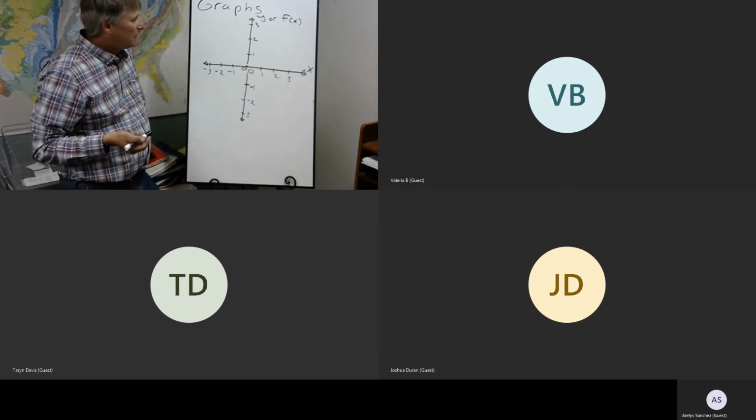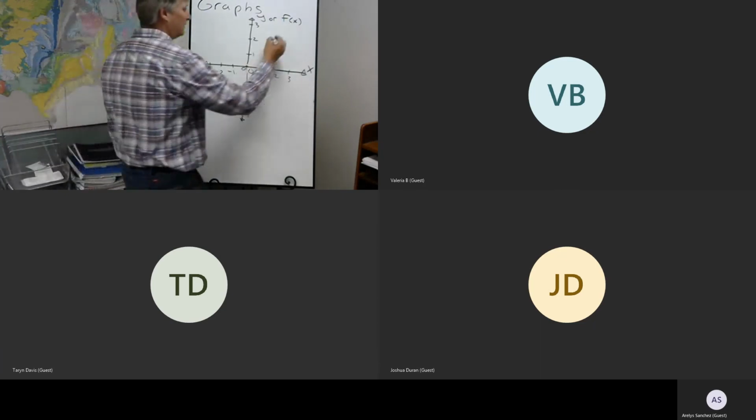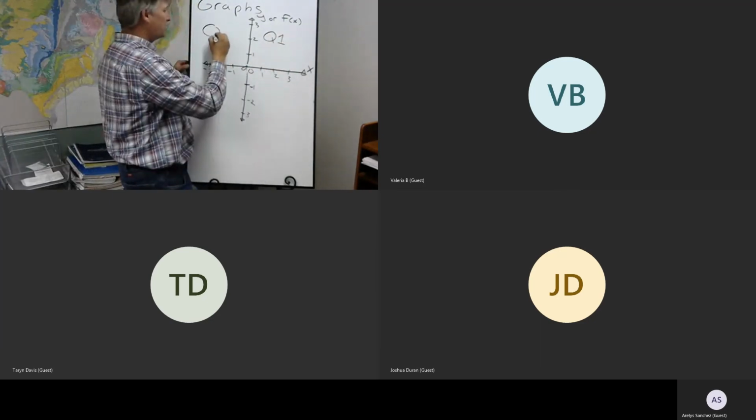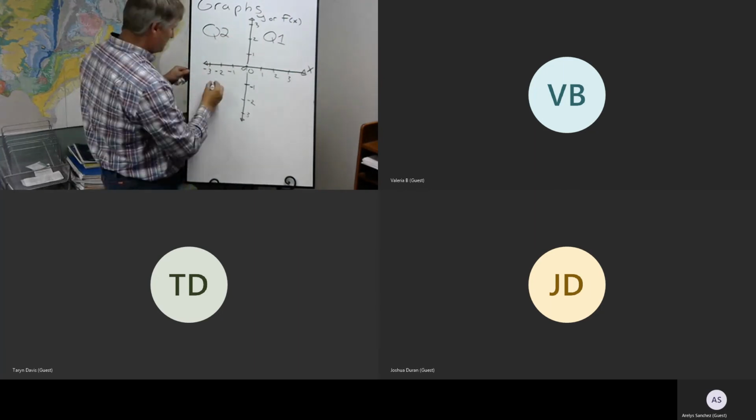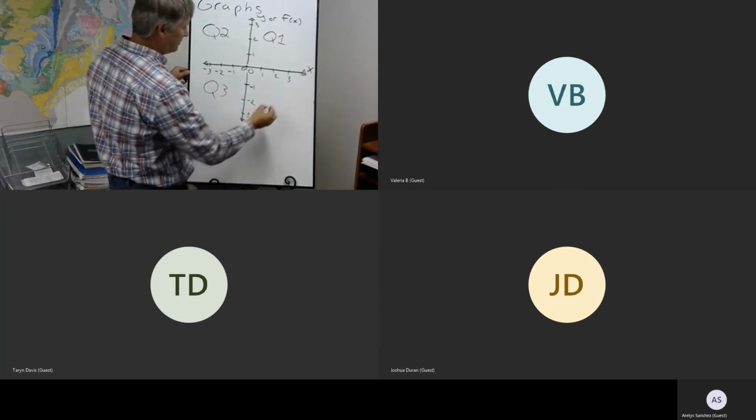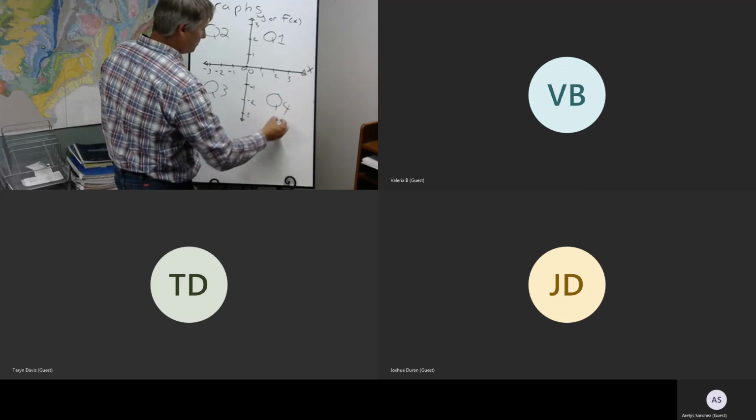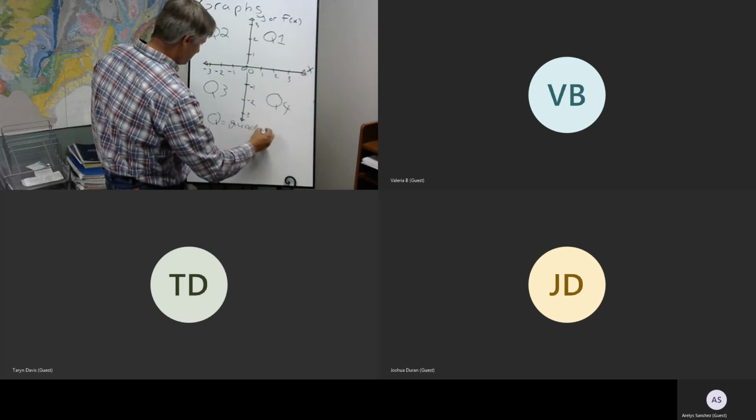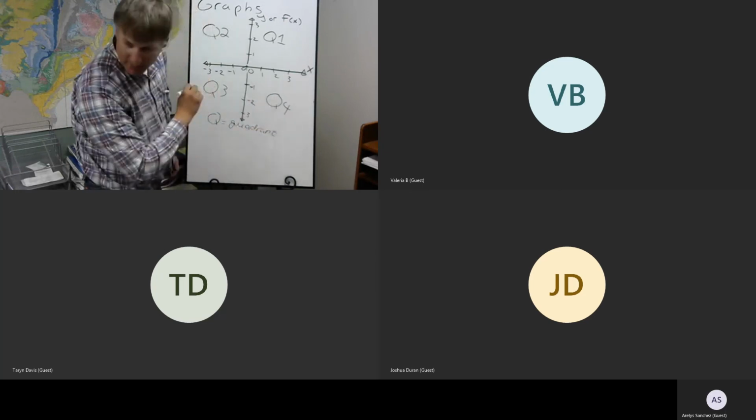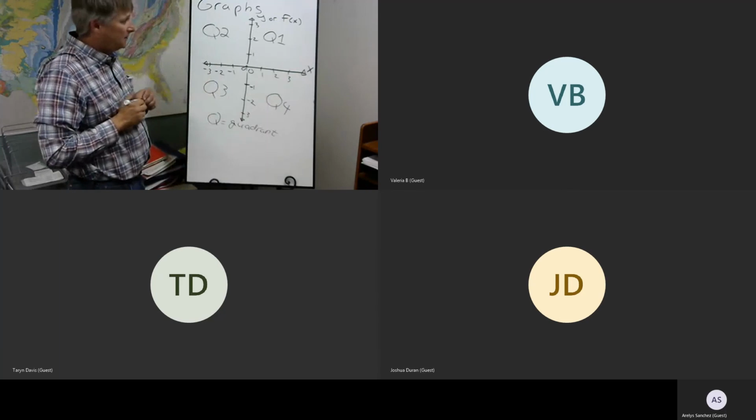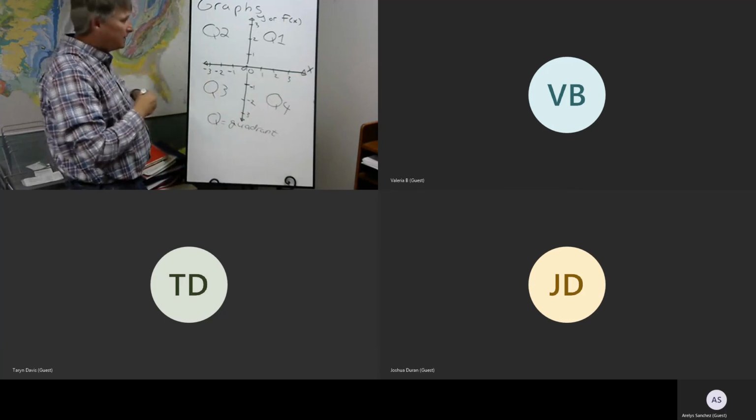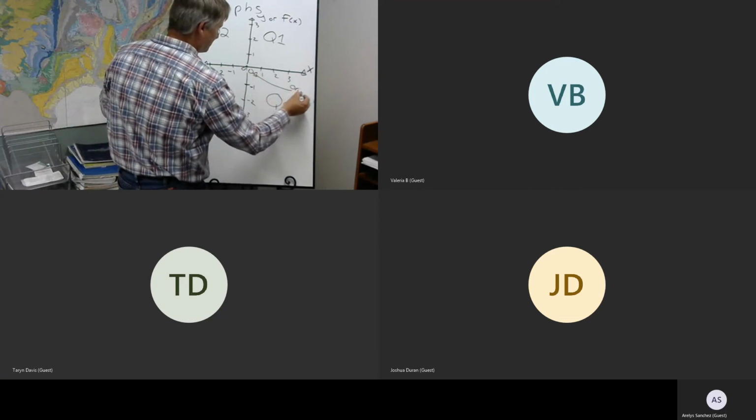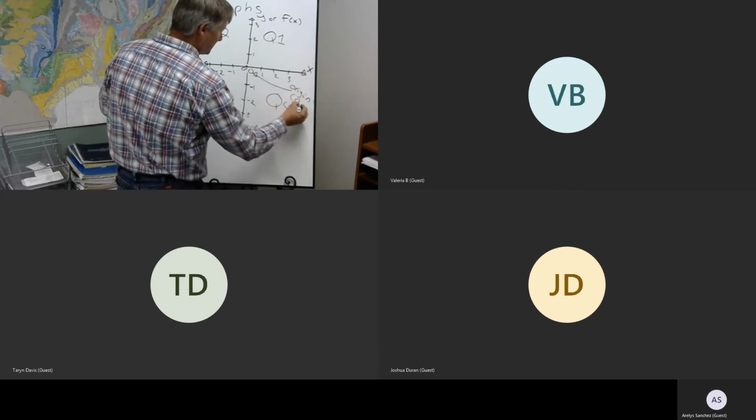So there are different parts to this thing. This is called the first quadrant, Q1. This is the second quadrant, Q2. Third quadrant, Q3. Fourth quadrant, Q4. And again, this is just a review of what this thing is. Key thing here, this is called the origin, or the point 0, 0.